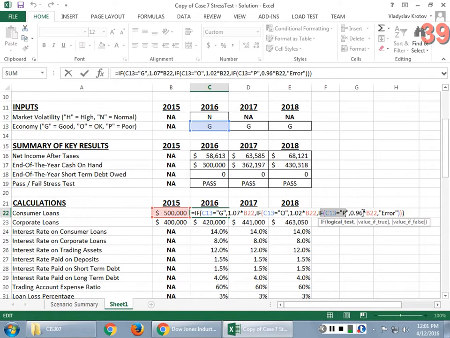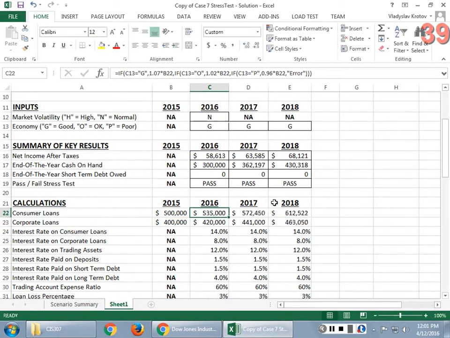Now, why are consumer loans likely to decline during a gloomy, bad economy? What would you say? People don't want to borrow anything. Yeah, people either don't want to borrow, let's say they don't feel confident in their ability to repay, or they want to borrow, but banks feel like they're not in a good financial state to lend money, right? So that's why consumer loans tend to go down. And then there's an error catch or exception, right? You would assume that people will enter G, O, or P. If somebody enters something else, it will show an error in this cell. Okay? So this is how nested if works.